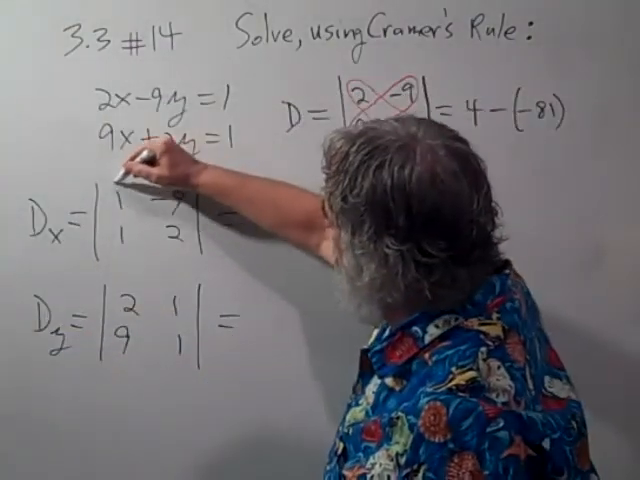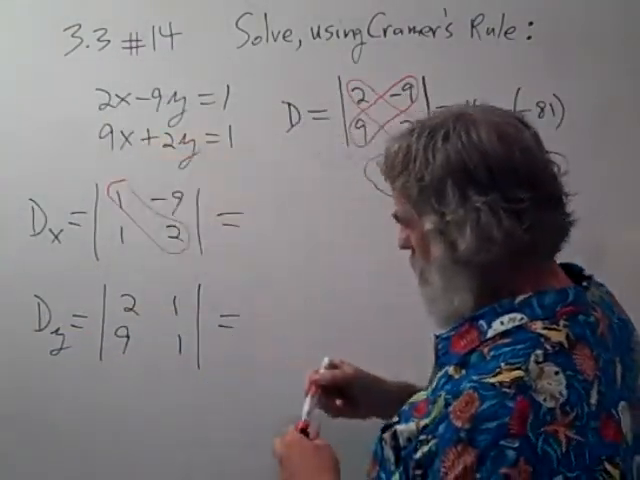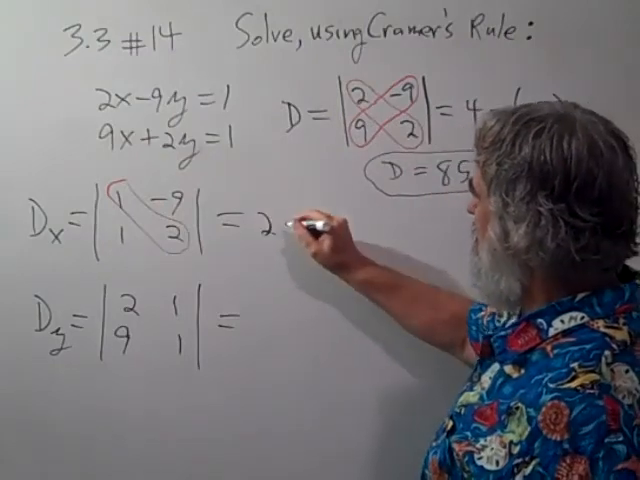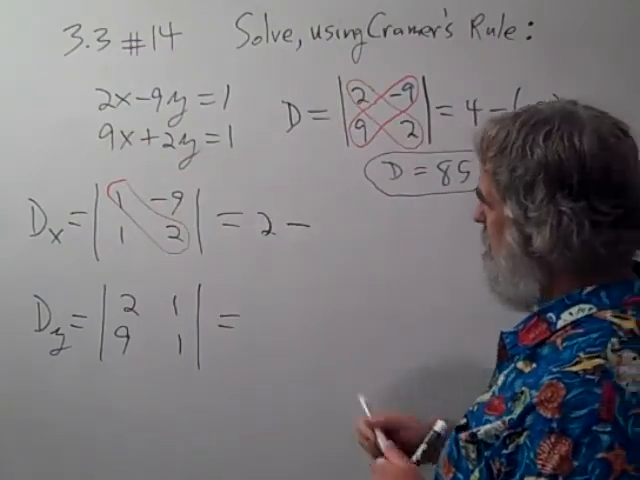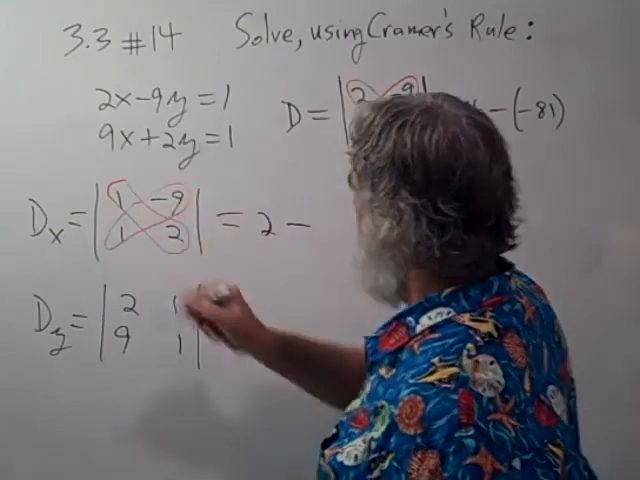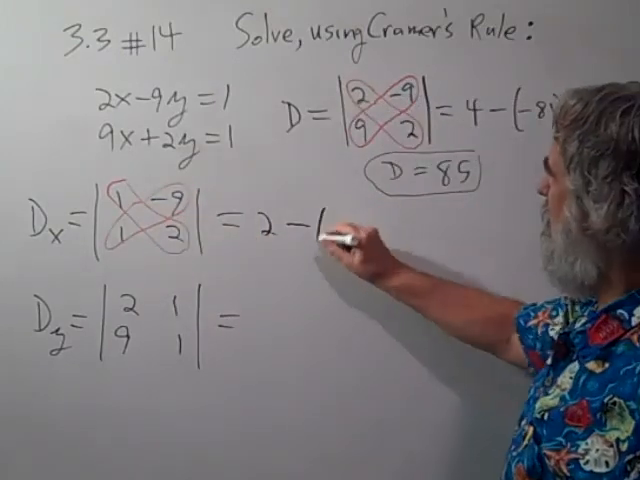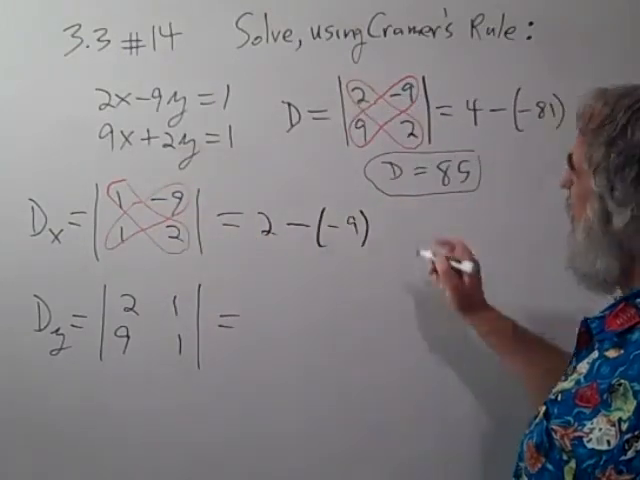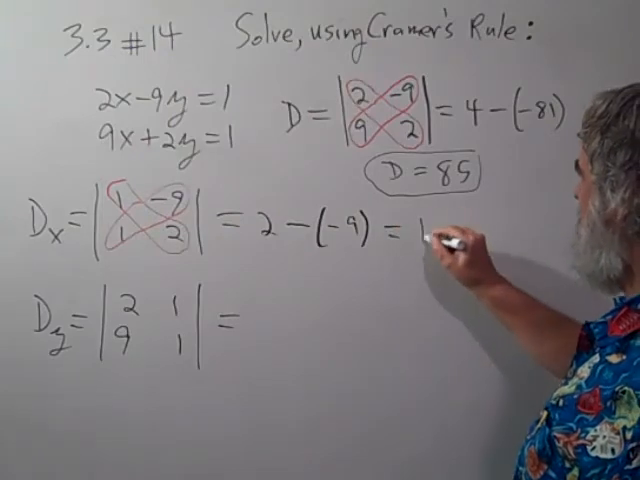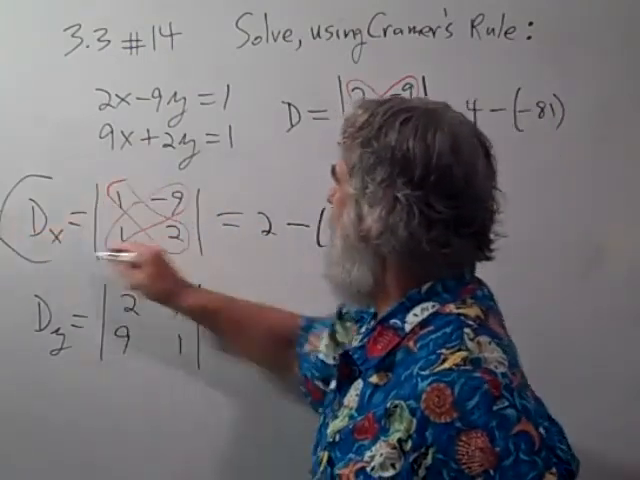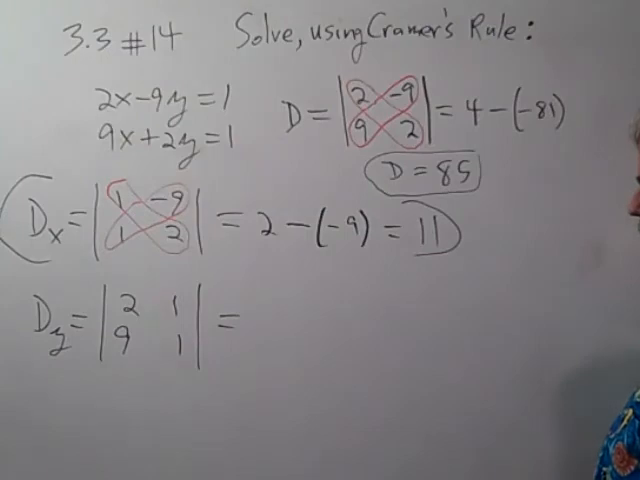Now, calculating these 2 determinants, 1 times 2 is 2. So this is 2, and then minus 1 times -9 is -9. So we're subtracting here a -9, which is really adding 9. 2 plus 9 is 11. So d sub x is equal to 11.